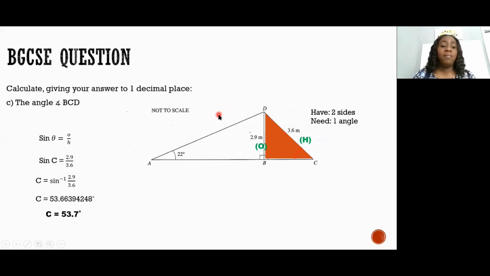So that would have been my BGCSE question, my 3-part BGCSE question. Again, what are the tips? Well, that's true, Deontay, but I don't want to say that. What are the tips? The tips are, tip 1, identify what you're asked, whether it's a side or an angle.